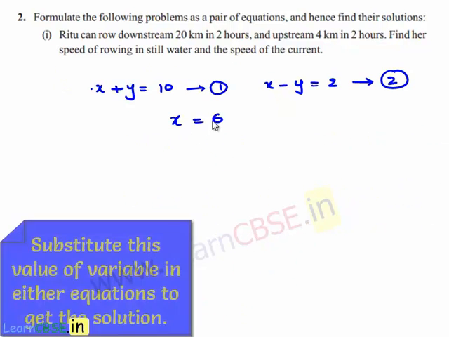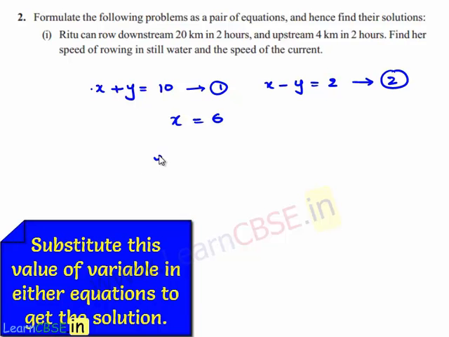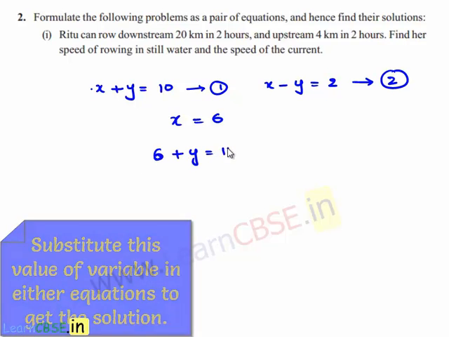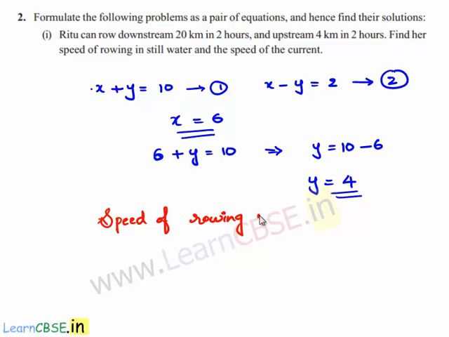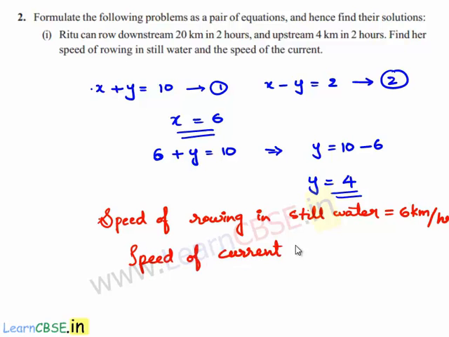Now substitute the value of x in the first equation. We will get 6 plus y is equal to 10. That implies y is equal to 10 minus 6. Therefore, the value of y is equal to 4. We know that x is nothing but the speed of rowing in still water. So therefore, the speed of rowing in still water is equal to 6 km per hour and the speed of the current, that is y, is equal to 4 km per hour.